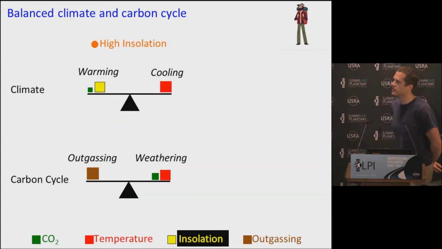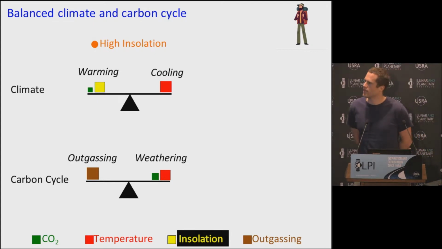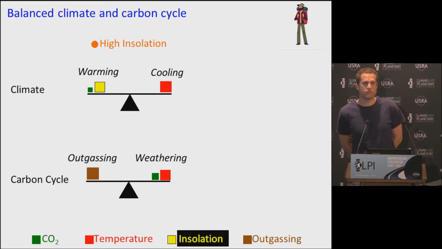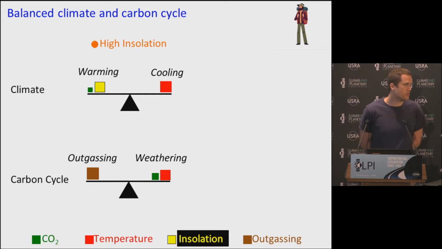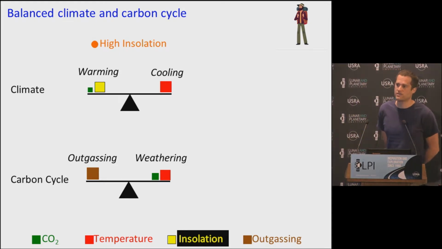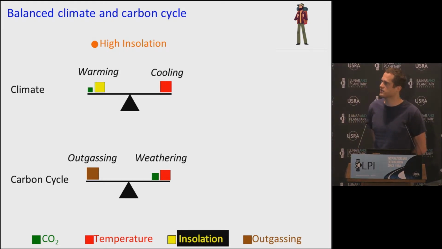Okay, and now I'm going to talk about a coupled climate carbon cycle model. So we're going to have an equation for climate, and we're going to have an equation for the carbon cycle, and I'm going to represent those equations using these scales. So if the equations are balanced, then you have an equal amount of weight on either side. And the terms in these equations are carbon dioxide in green, so you can see the terms at the bottom. Temperature in orangish color. Is that red or orange?